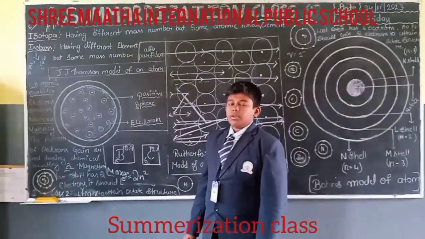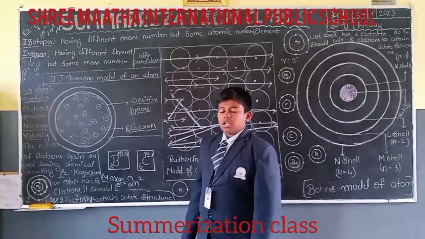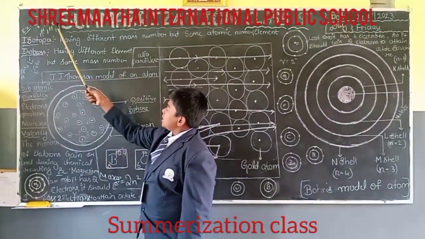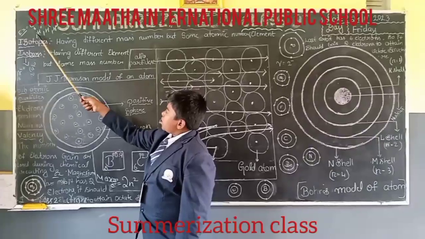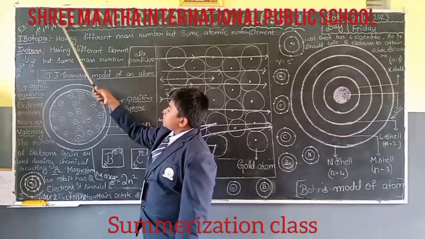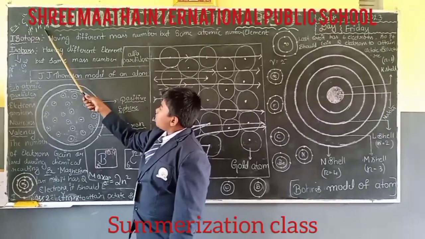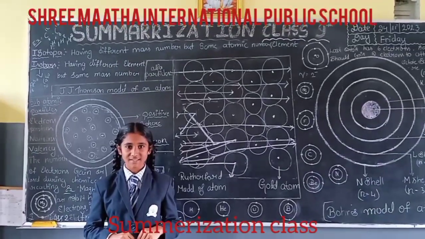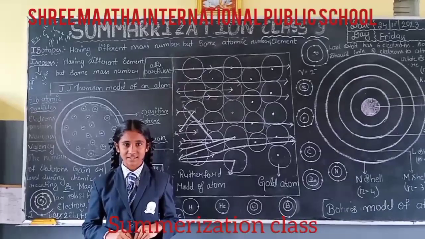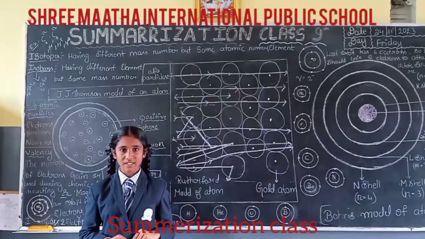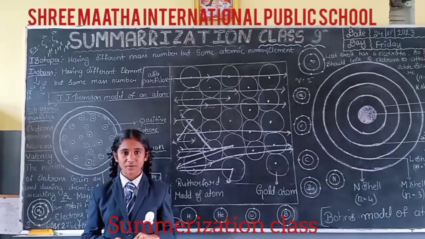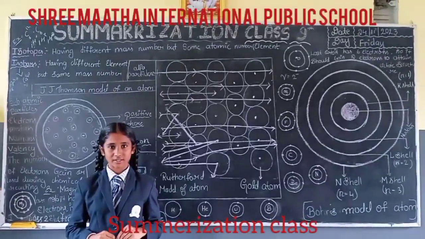Isotopes are atoms of the same element having the same atomic number and different mass numbers. Examples: 6C12, 6C13, 1H1, 1H2, 1H3. These are examples of isotopes. An isotope of uranium is used as fuel in nuclear reactors. An isotope of cobalt is used in the treatment of cancer. An isotope of iodine is used in the treatment of goiter.